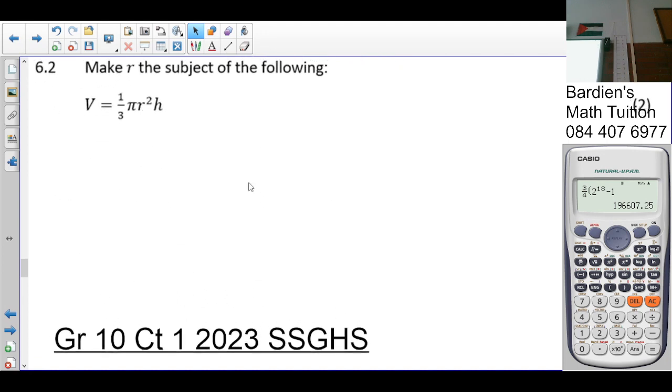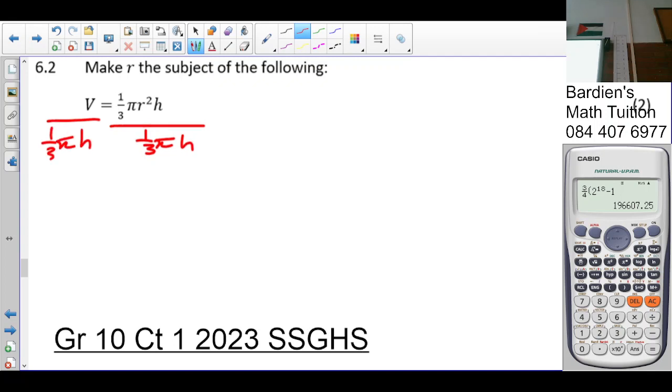Make r the subject of the formula. So the first thing is to isolate the r squared, to get r squared on its own first. So what do I do? I divide both sides by a third pi h. Divide by a third pi h. So what I have left is r squared, because that all cancels, is equal to V over a third pi h. Now 1 divided by a third. What is 1 divided by a third? How many thirds are there in 1?